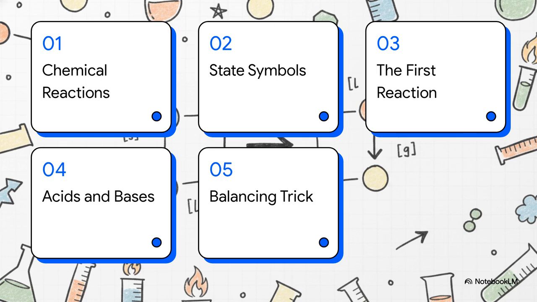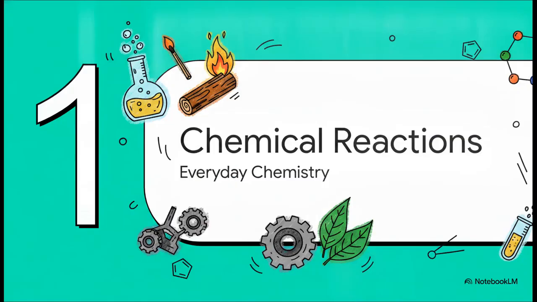Here's our roadmap for today so you know exactly what we'll be decoding together. We'll start with, what is a chemical reaction? Then, we'll decode the state symbols, balance our very first reaction, explore acids, bases, and neutralization, and finally, we'll wrap up with the 5-step balancing trick. Let's kick things off with Section 1.